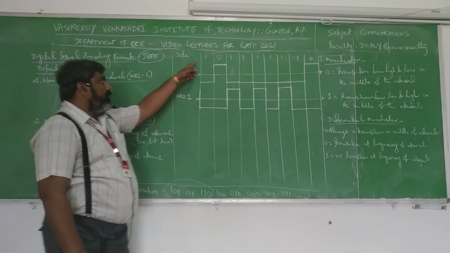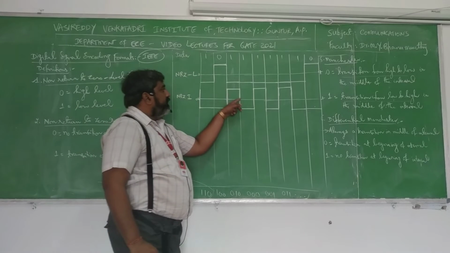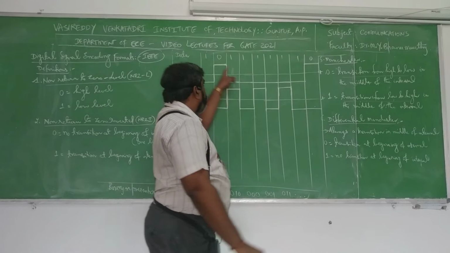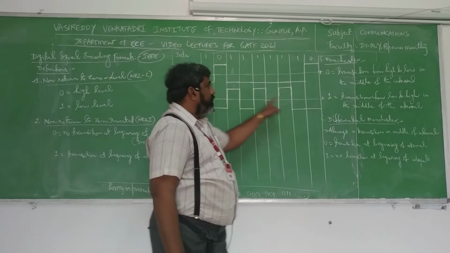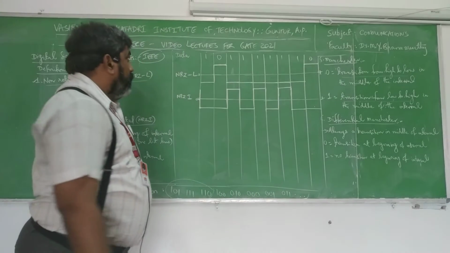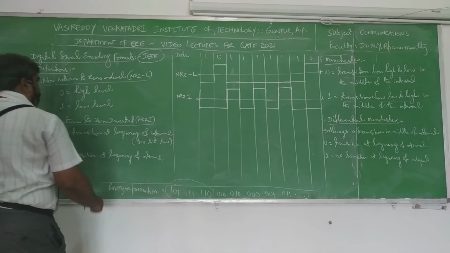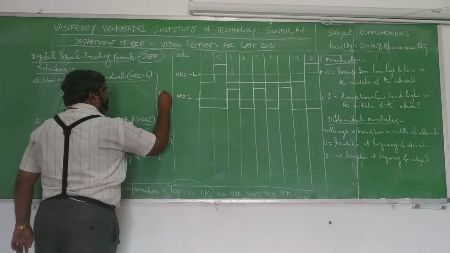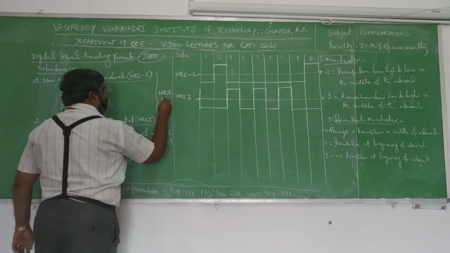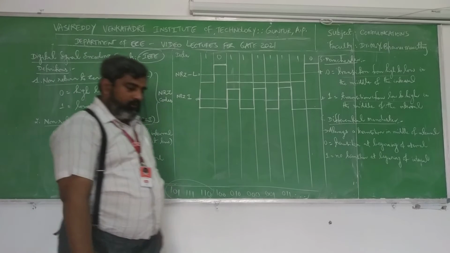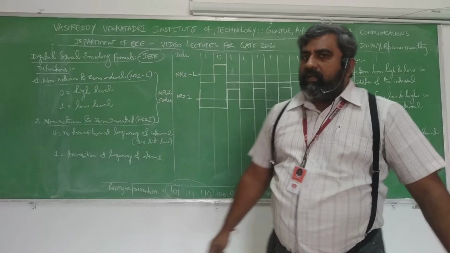Whenever you see 1, you always see there is a transition at the beginning of the interval for that bit, and for bit 0 there is no transition at the beginning of the interval. Okay, right? So these two codes, NRZ-L and NRZI, are what are called the non-return to 0 codes. NRZ codes, non-return to 0 codes.